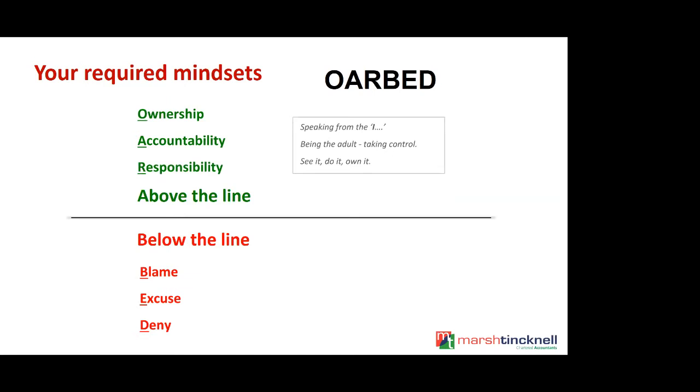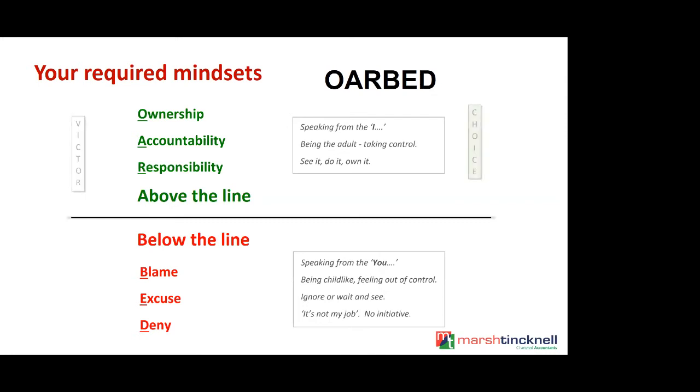Another above the line behavior is speaking from the I, or taking control of things, whereas below the line is speaking from the you, being out of control and not taking any initiative. Same again, above the line, we're being victors and we're making choices in what we're doing, whereas below the line behavior is being a victim and trying to justify our behavior. So the idea of this mindset is that we have a choice and we mustn't take on being a victim in these times.